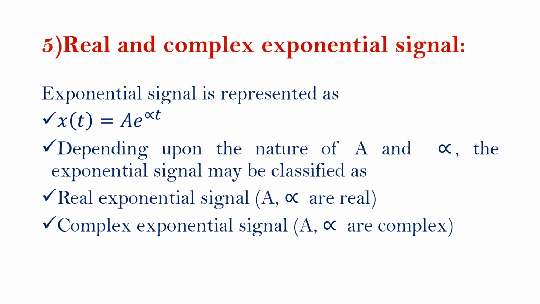Next we are going to discuss real and complex exponential. How to represent the exponential signal, first, that is A e power alpha t. Here A is a constant. Depending upon the nature of A and alpha, the exponential signal may be classified as real exponential signal and complex exponential signal. In a real exponential signal, A and alpha are real. What is a complex exponential signal? A and alpha are complex.